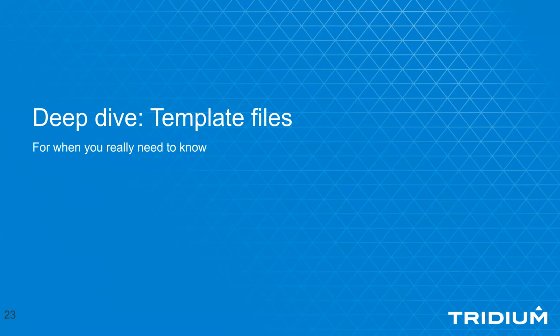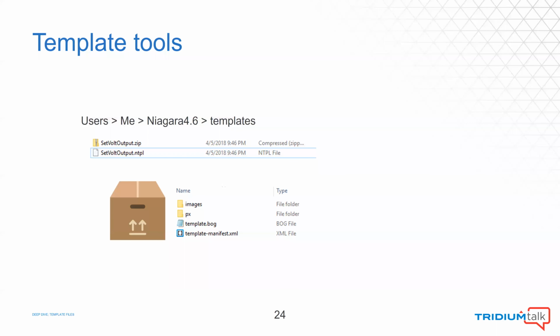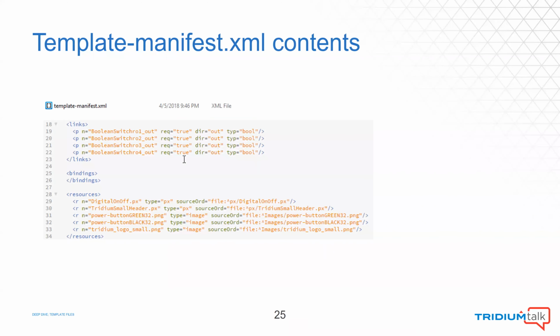So before I go into the actual demo, this is just to show you that these are zip files. So it creates these templates into your storage in your Niagara. So in this example, I'm in Niagara 4.6 and it's templates. It's a zip. You can rename it from NTPL to a zip, and then you can actually see the contents. And so the manifest is an XML.